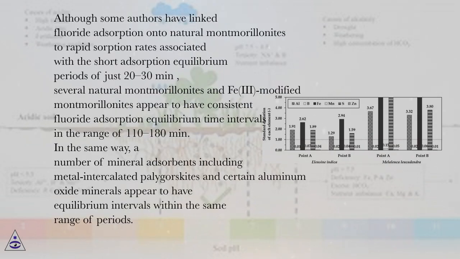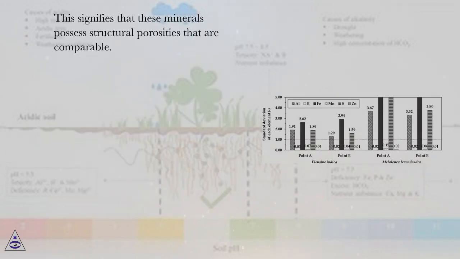Although some authors have linked fluoride adsorption onto natural montmorillonites to rapid sorption rates associated with short adsorption equilibrium periods of just 20 to 30 minutes, several natural montmorillonites and Fe3+ modified montmorillonites appear to have consistent fluoride adsorption equilibrium time intervals in the range of 110 to 180 minutes. In the same way, a number of mineral adsorbents including metal intercalated palygorskites and certain aluminum oxide minerals appear to have equilibrium intervals within the same range of periods. This signifies that these minerals possess structural porosities that are comparable.